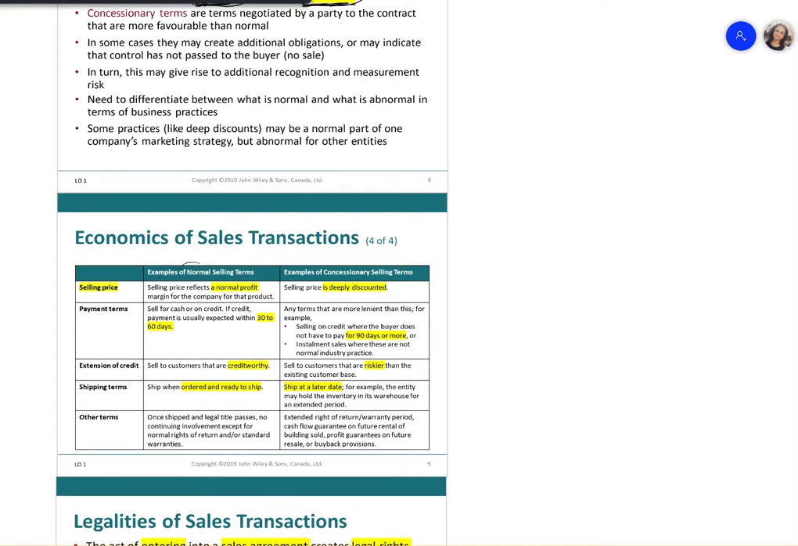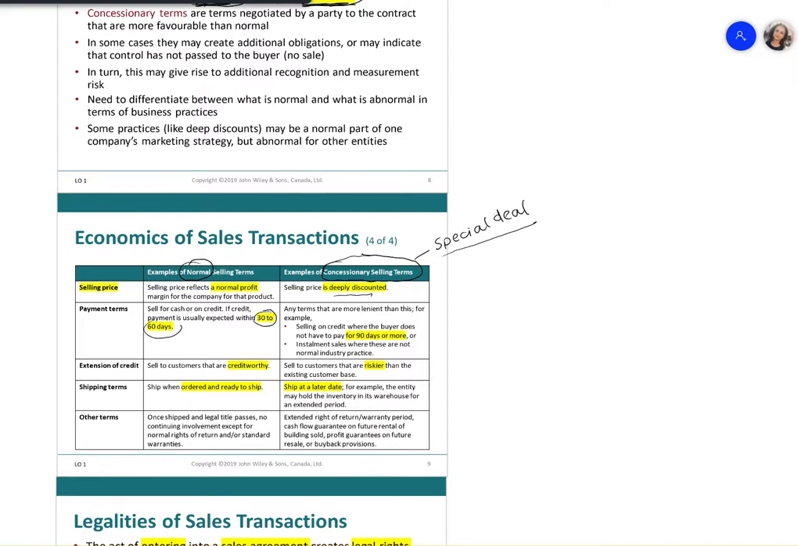If you're selling on concessionary selling terms, that is a special deal sale. So what is different? For a normal sale, the selling price reflects the normal profit. Of course, when you sell, you will make some profit, but when you're selling under concessionary terms, on a special deal, you will be selling at a deep discount. So the price will be different for a special deal, but for the normal sale, the price will be the same. The term of the sale will be normal.